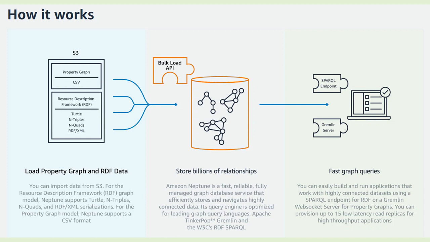Then we have a bulk load API to store billions of relationships that could be stored in the S3 or other sort of database that we have on cloud. Then we have fast graph queries that could be performed on this data that is stored with RDF graph or having billions of relationships. You may have a SPARQL endpoint or Gremlin server for executing, building and running applications to query a large chunk of formatted data or perform various kinds of analytics work on these things.